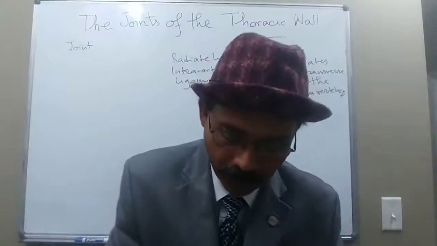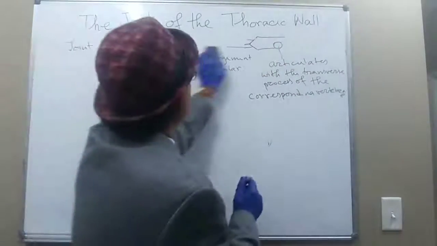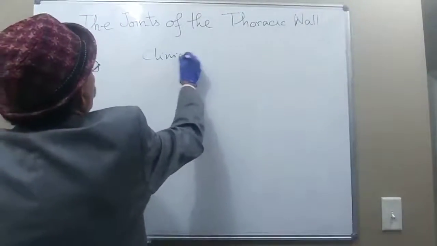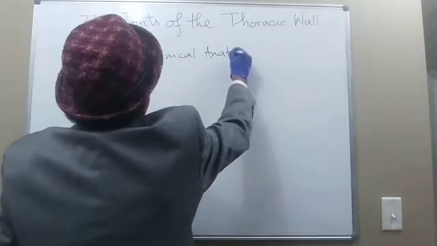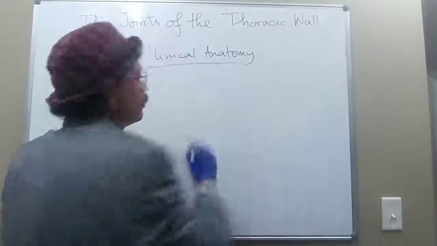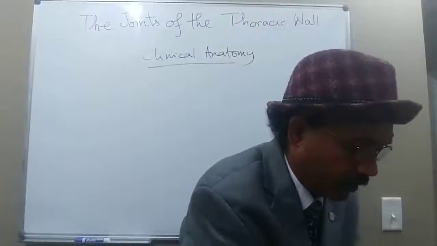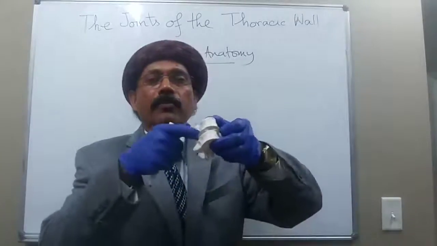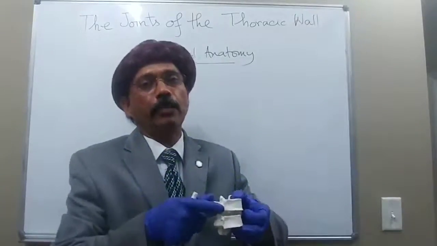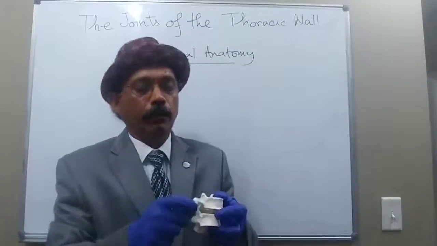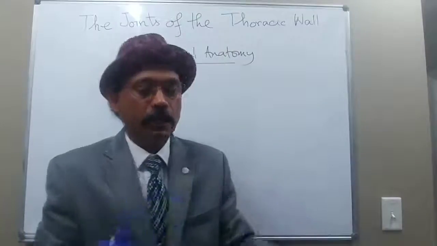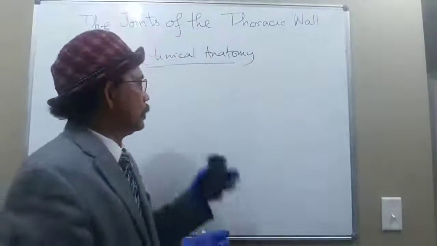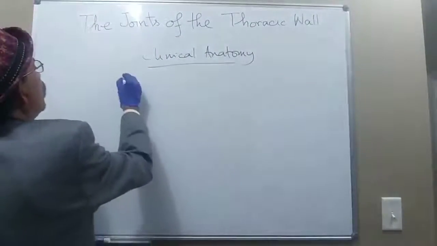Now we'll look at some clinical anatomy. Clinical anatomy is important to us. We may have herniation of the intervertebral disc, of the nucleus pulposus, posterolaterally. That may compromise the spinal nerve and lead to sciatic pain or back pain in the thoracic region. So there may be herniation of the nucleus pulposus posterolaterally through the annulus fibrosus.